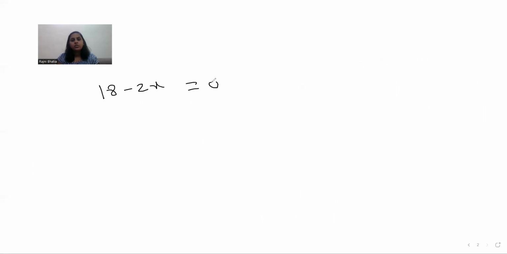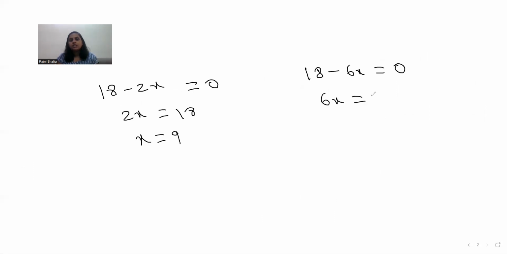18 minus 2x equal to 0, 2x equal to 18, and the value of x will be 9. And another factor was 18 minus 6x equal to 0. So 6x is equal to 18. The value of x is 3. We have got two values of x.